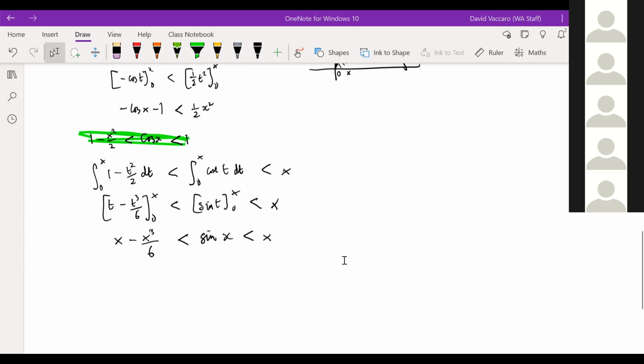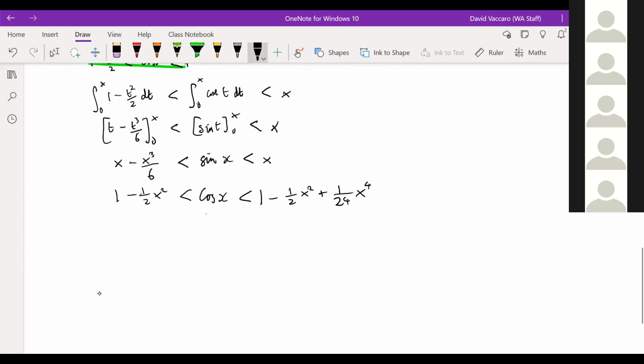Now, what do you think when I integrate again? Well, when I integrate again, I'll tell you that I get cos x is again bigger than 1 minus 1/2 x squared, but I improve the upper bound and it becomes 1 minus 1 over 2 x squared plus 1 over 24 x to the power 4.